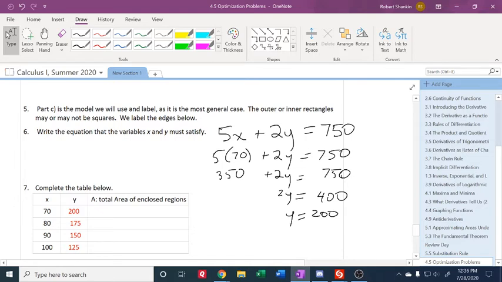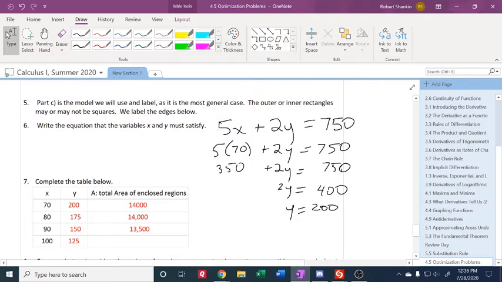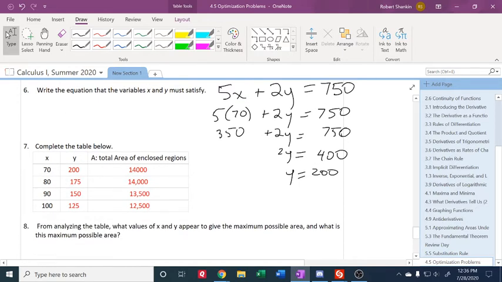7 times 2 is 14. And then you're going to have 3 zeros. So it's 14,000. And when you multiply these two together, you also get 14,000. And you multiply these two together, you get 13,500. You multiply those last two together, we just get 12,500. Just adds 2 zeros to it. Alright, everybody okay with this?